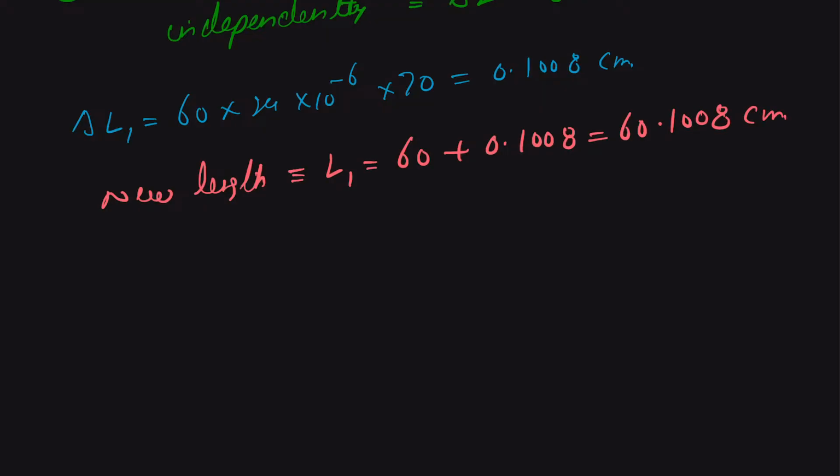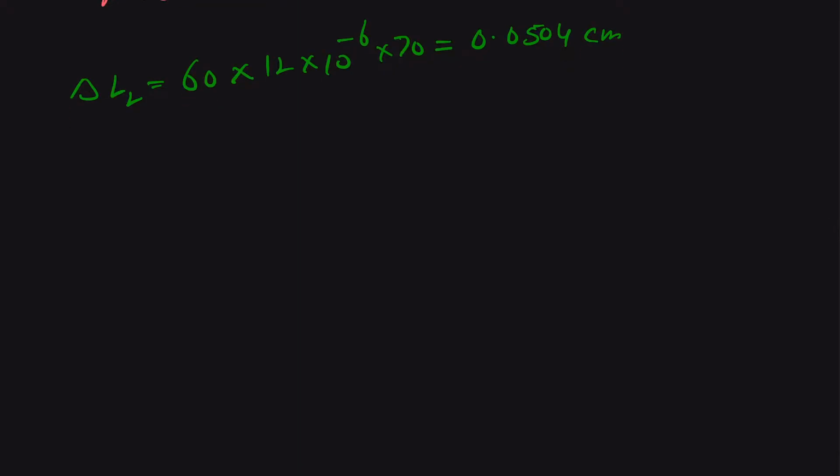Similarly, we can find out for the second rod. So you can see ΔL2 will be equal to 60 times 12 × 10^-6 times 70, and this comes as 0.0504 centimeters. So its new length, let us suppose L2, will be equal to the original length plus the increase in length, which comes as 60.0504.